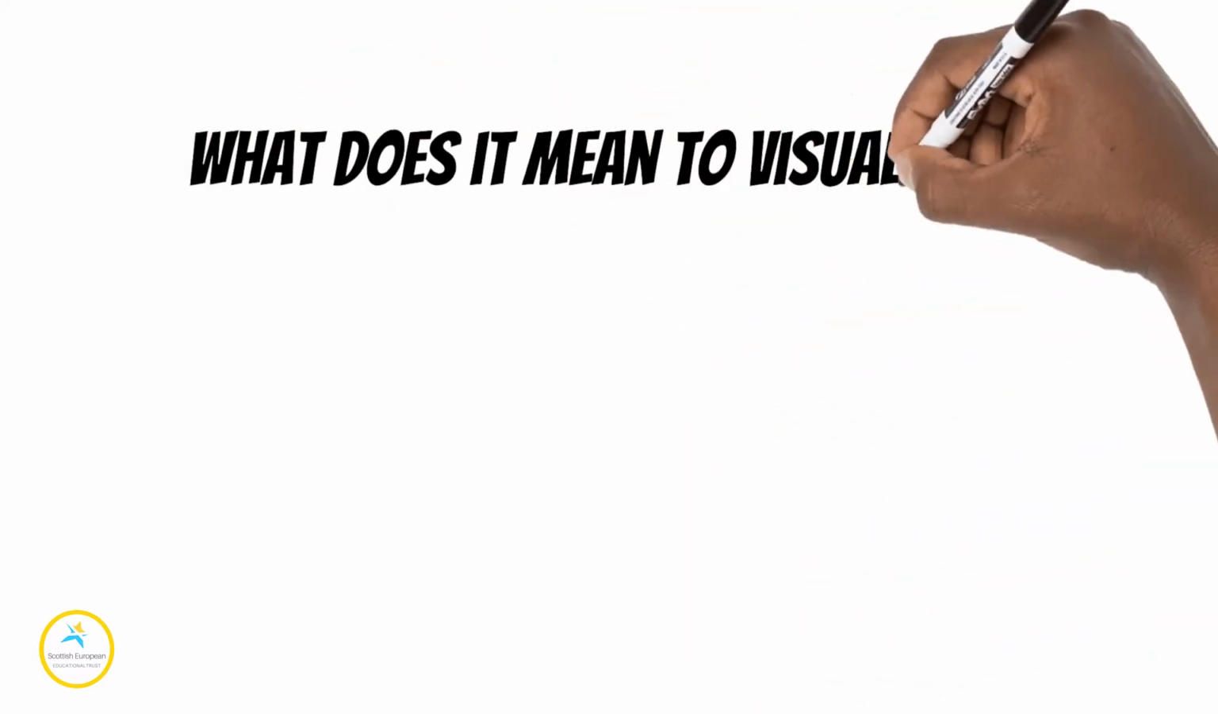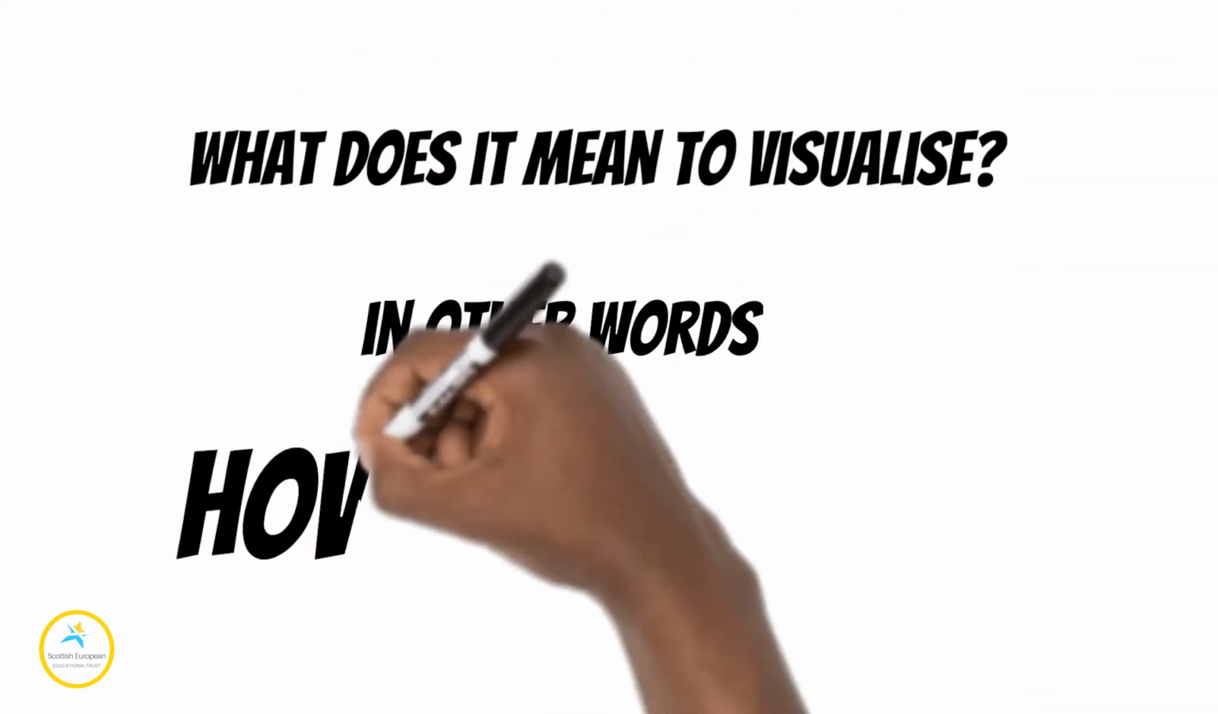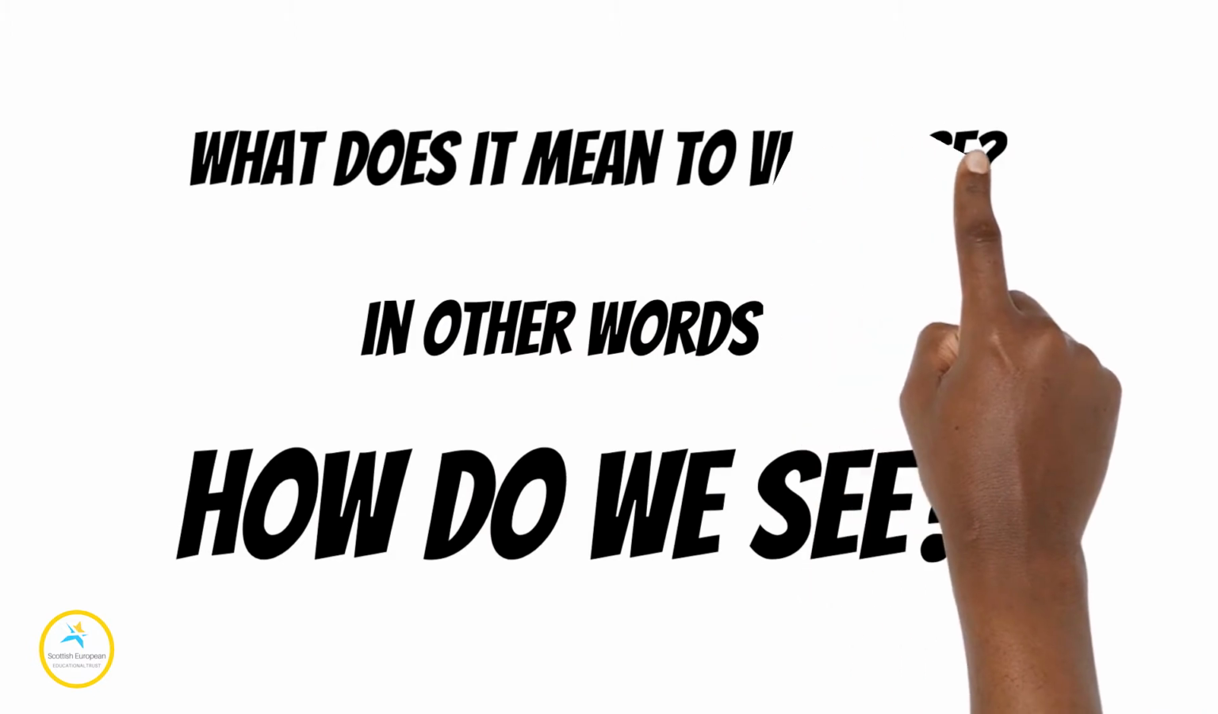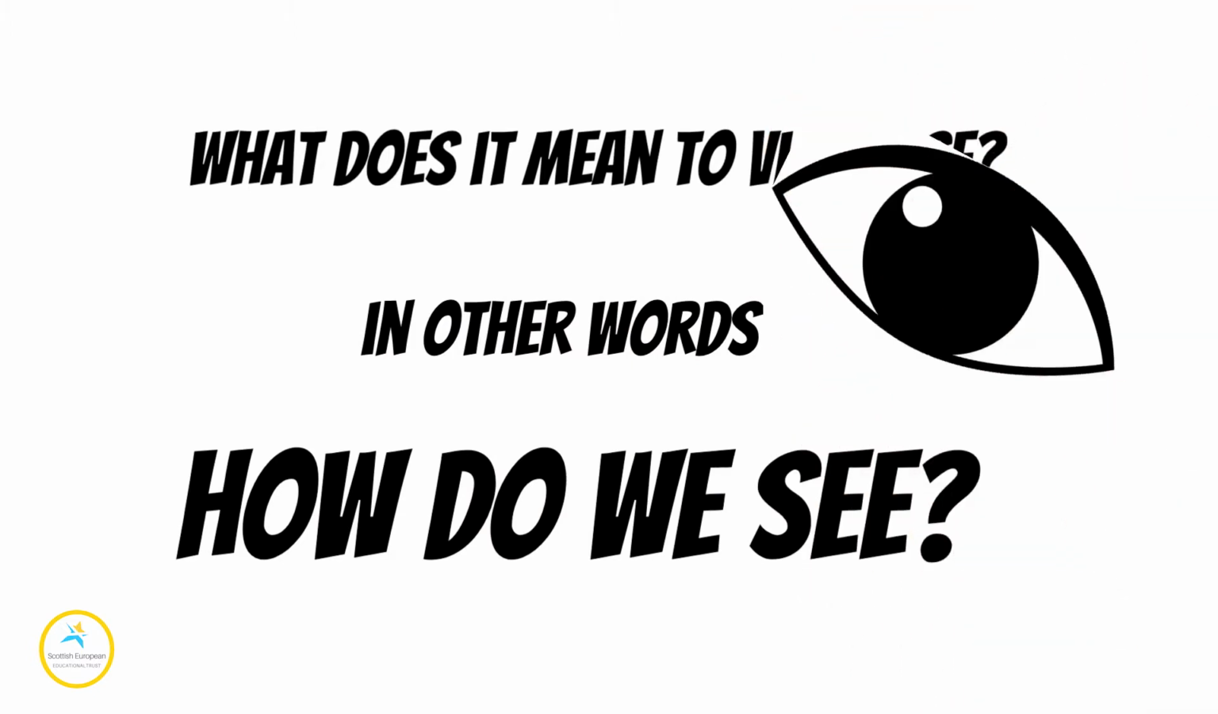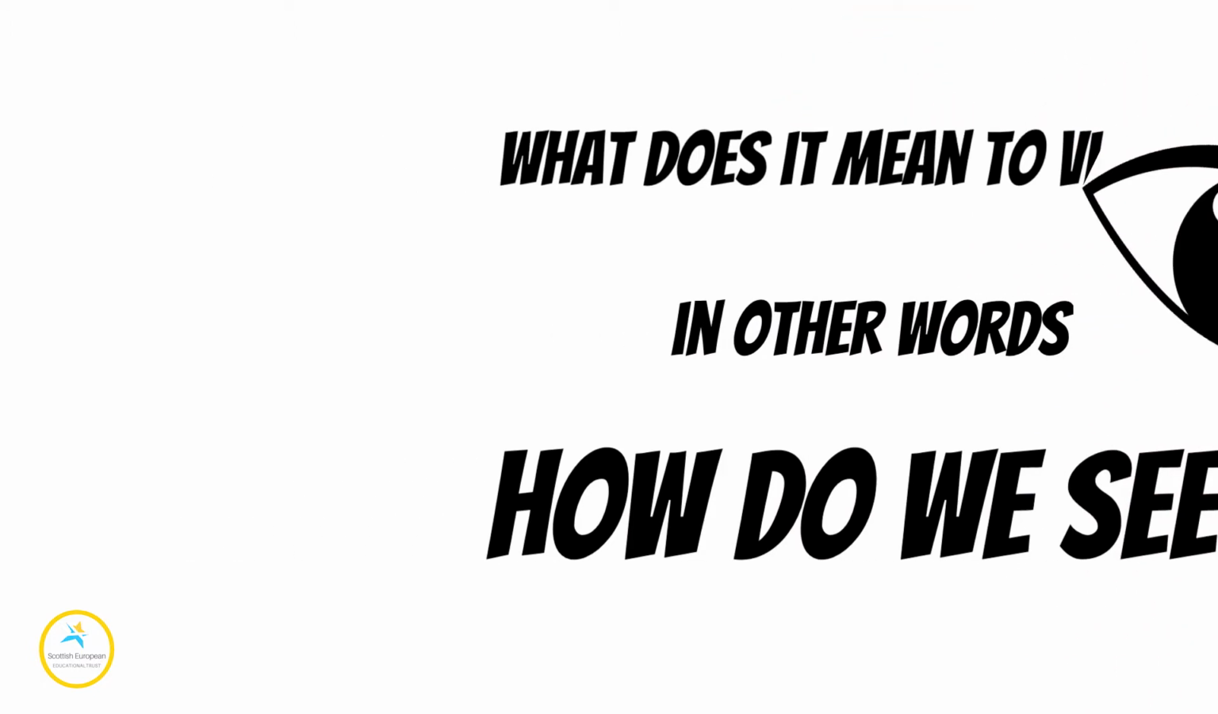So what do we mean to visualize? In other words, how do we see? I like to use optical illusions to illustrate some of the ways in which the unconscious processes of our mind affect how we see and how we perceive. This happens in film all the time.